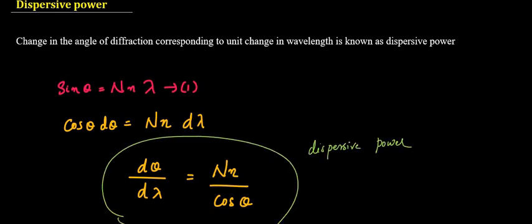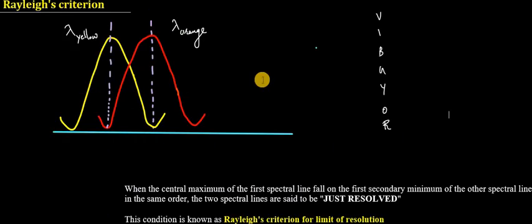This is the equation for the dispersive power. That is, dispersive power is equal to d theta divided by d lambda, the change in the angle of diffraction corresponding to the change in the wavelength. d theta by d lambda is equal to capital N small n by cos theta. Next thing is the Rayleigh criterion.